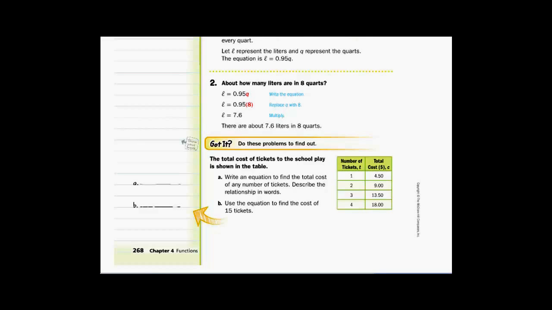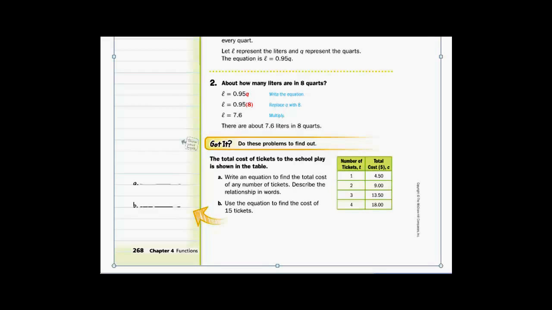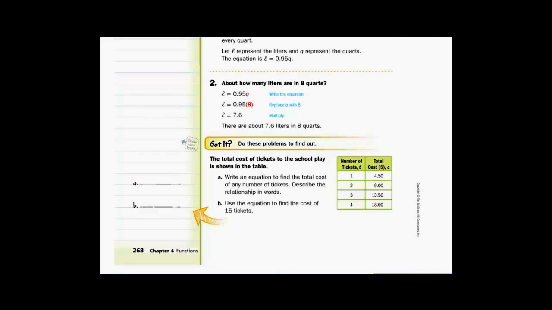It talks about the total cost of tickets to the school play, shown in the table. So write the equation to find the total cost of any number of tickets. So, okay, 1 ticket, $4.50. 2 tickets, $9. 3 tickets, $13.50. They're not giving you any special rates here. It's just each one of them is going up by $4.50.